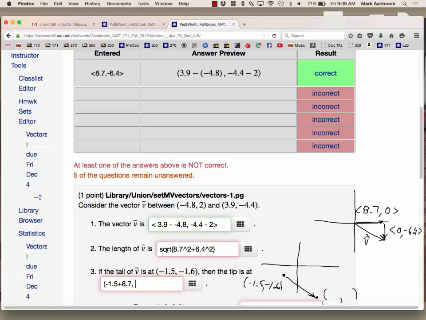So final equals initial plus the change. We saw that, in fact, when we were doing constant rate of change. And then the initial y value is negative 1.6. How much does it change? It changes by negative 6.4. So from negative 1.6, it's going to go down 6.4.